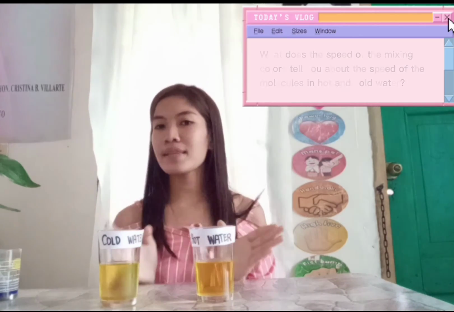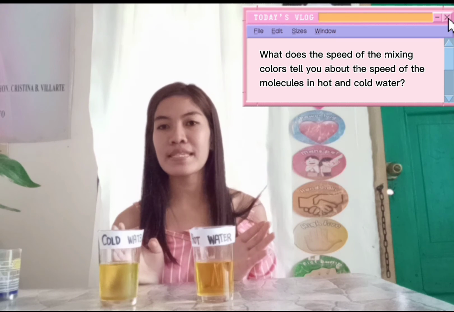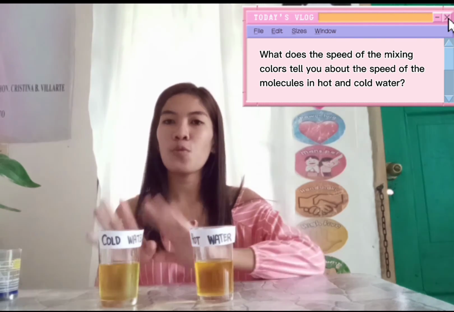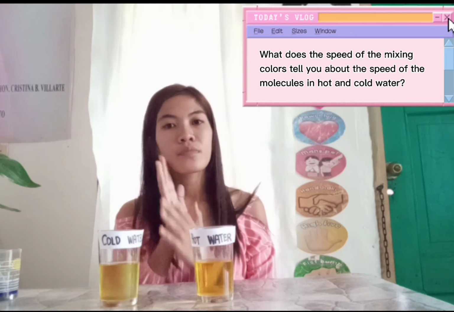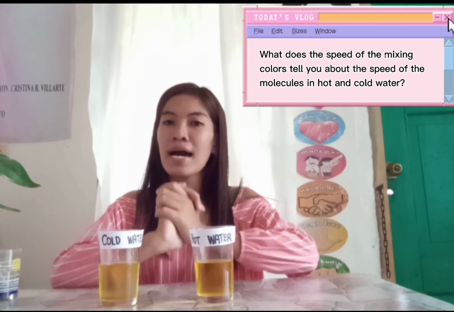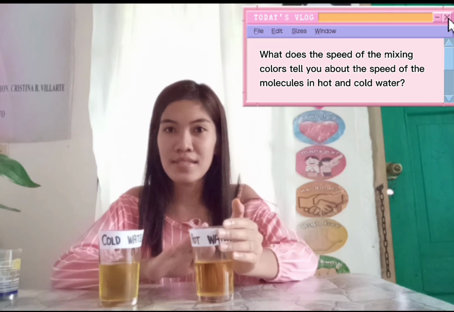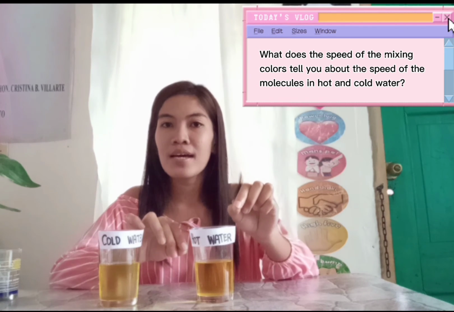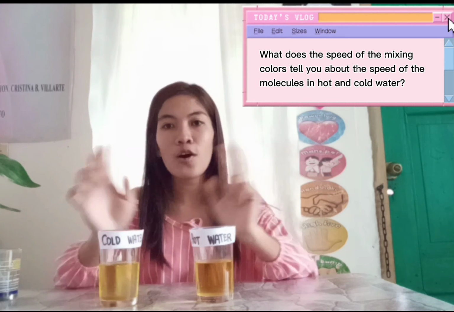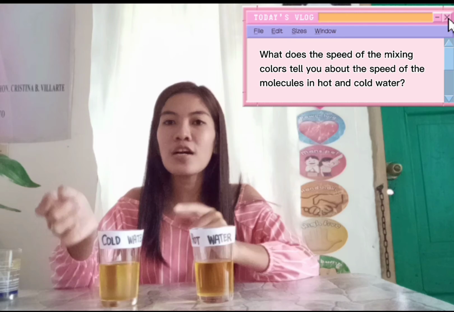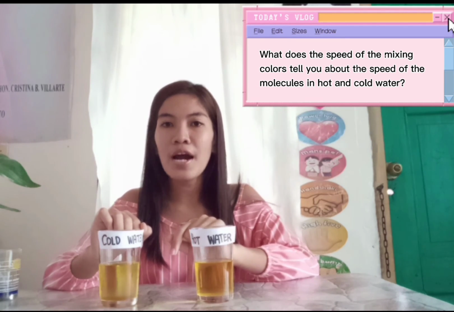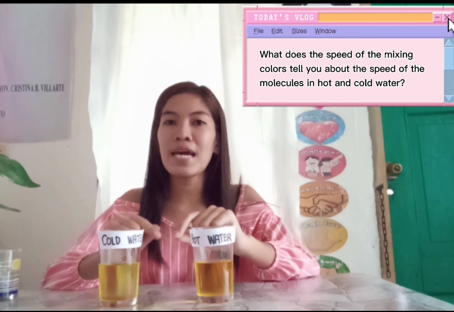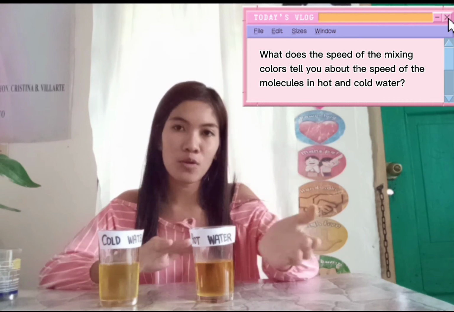So, what does the speed of the mixing colors tell you about the speed of the molecules in hot and cold water? The molecules in hot water are moving faster, so that when we put the food colors, they mixed faster than in the cold water. While the molecules in cold water are moving slower, that's why when you put the food colors, they mix slower than in hot water.